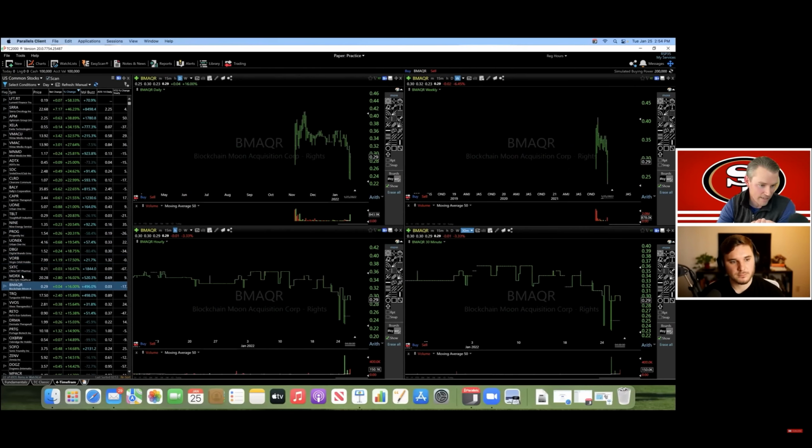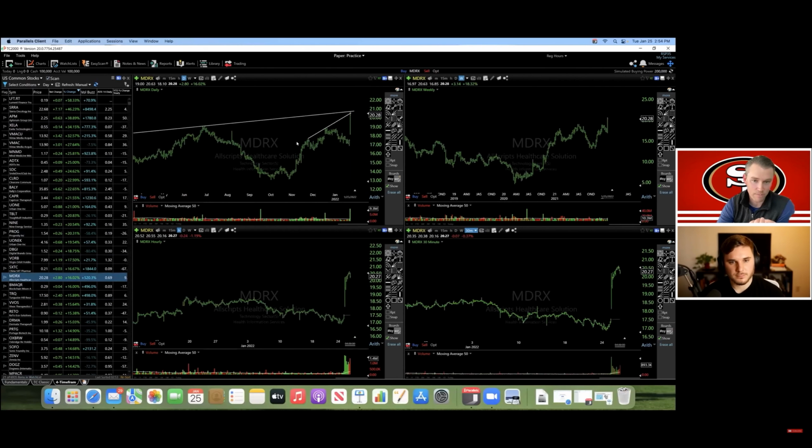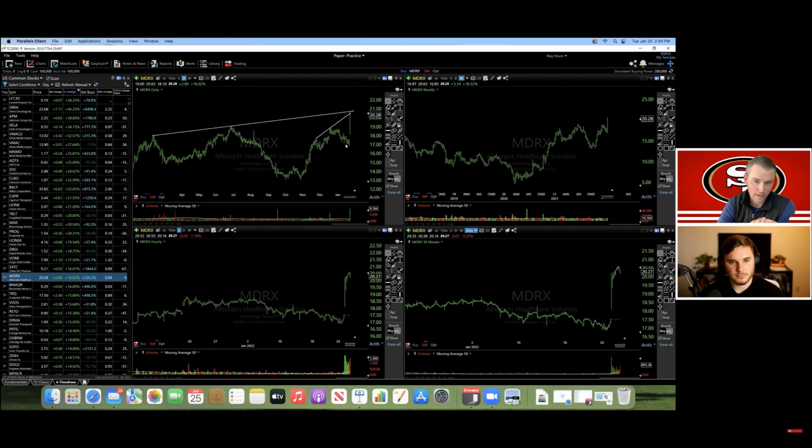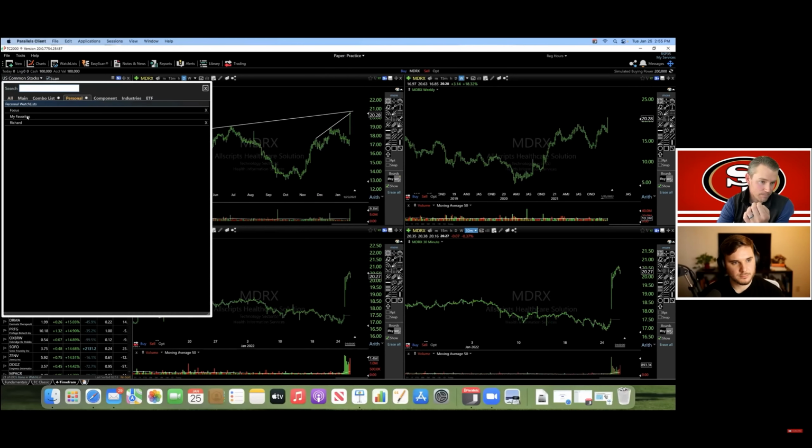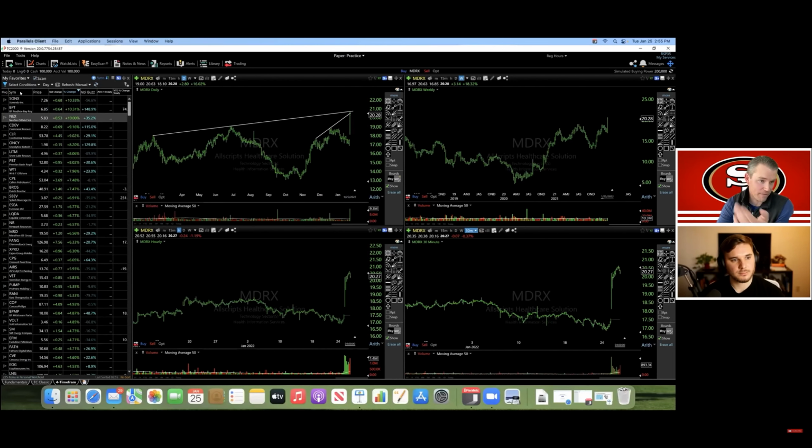Like this MDRX, I think I already have it on my watch list, but this is something I would definitely put on mine. It's running into some resistance here potentially, but maybe after a few weeks this will set up, flag out or something, and then maybe it wants to take it out. So I'll usually do this first. And then once I have everything added to my watch list, then I'll go back and go to my favorites and do that.